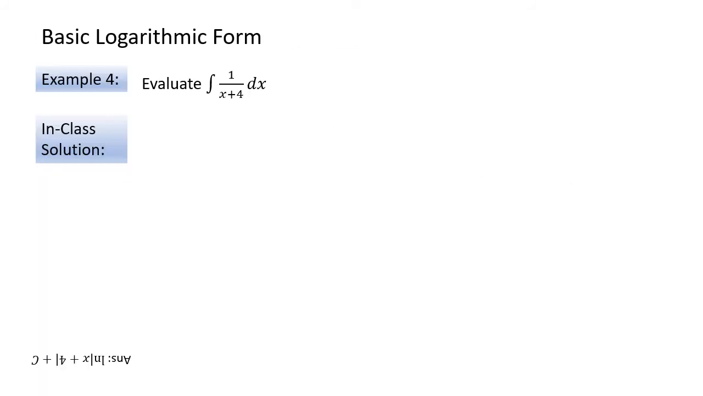So let's look at a few examples using the logarithmic form. I want to show you in this first one, if we try to do substitution, why it's not going to work. So evaluate the integral of 1 over x plus 4 dx. We know if it's 1 over a function, and the function doesn't have an exponent, it's just 1 over x plus 4, based on what we saw in the last slide, the integral of this would simply be ln of x plus 4 plus a constant.